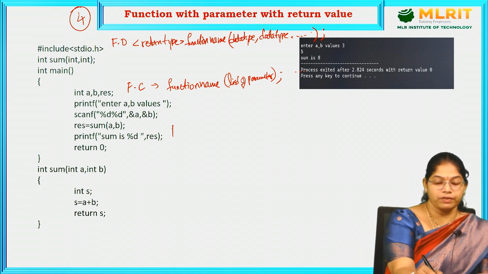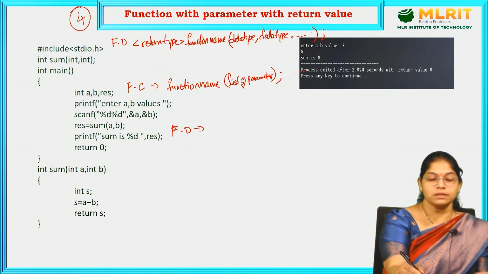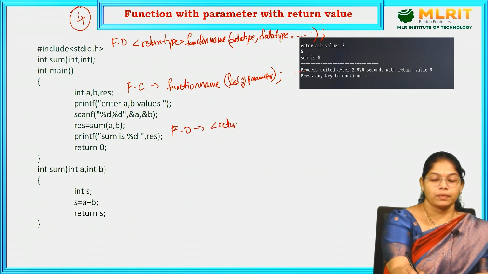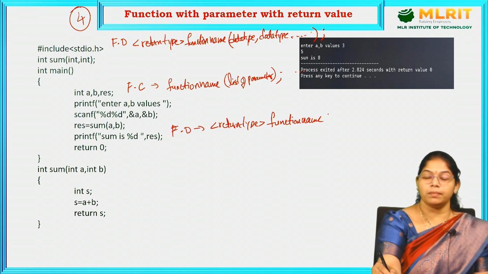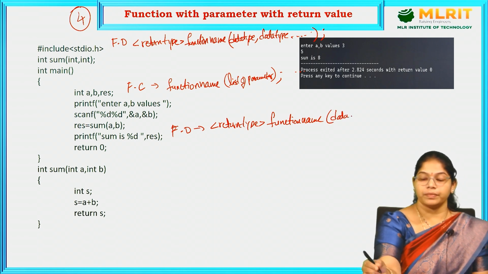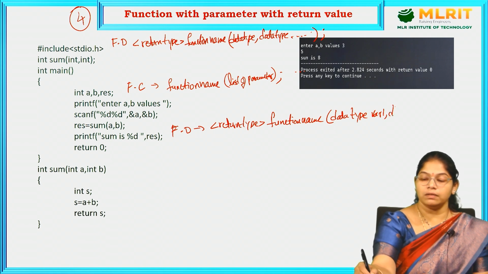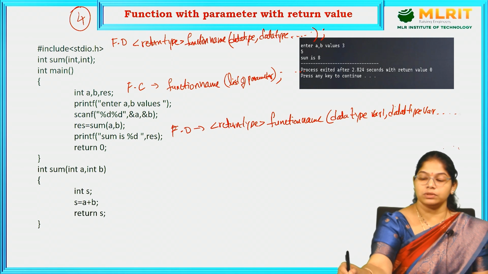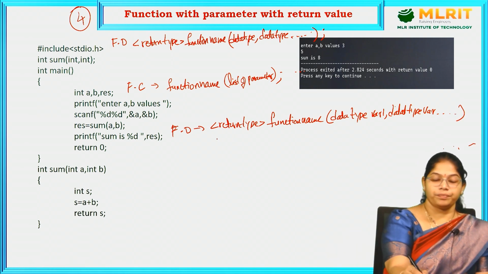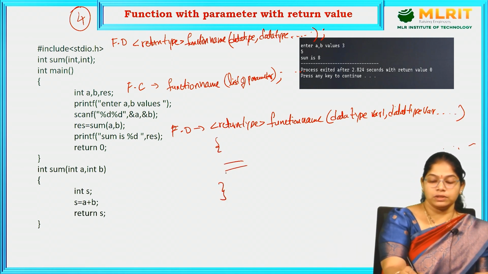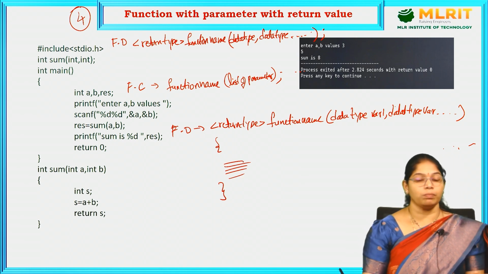Then function definition. Function definition syntax is return type, function name, data type, variable 1, data type, variable 2, and so on. Then we will mention what this function has to perform.